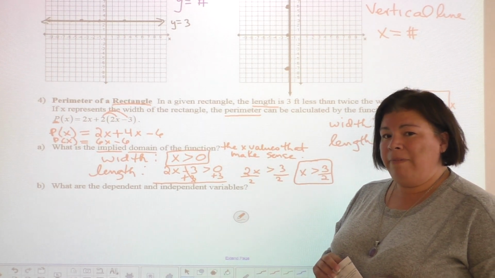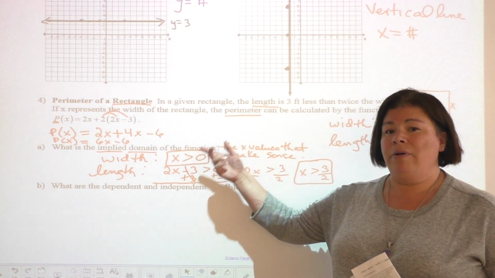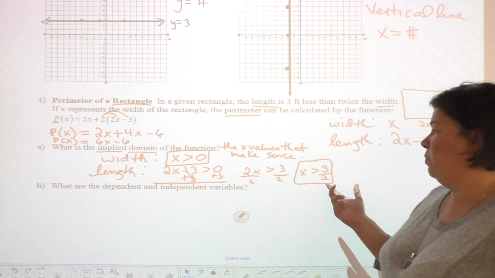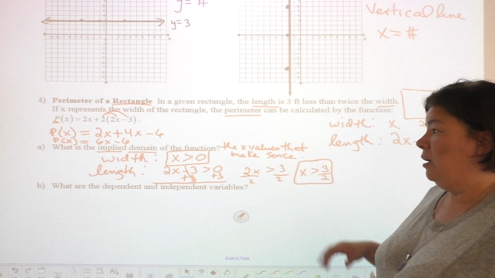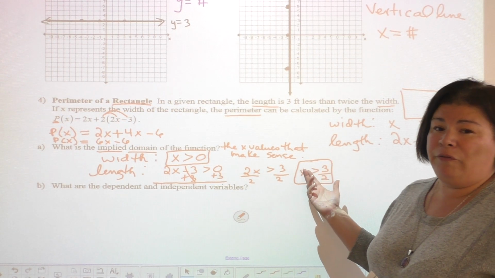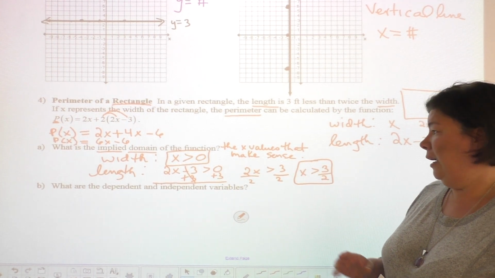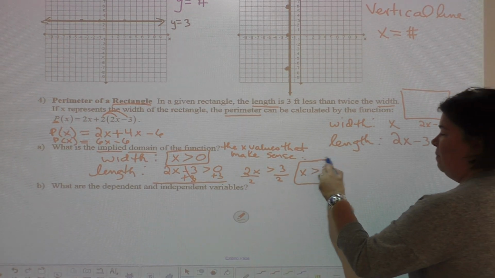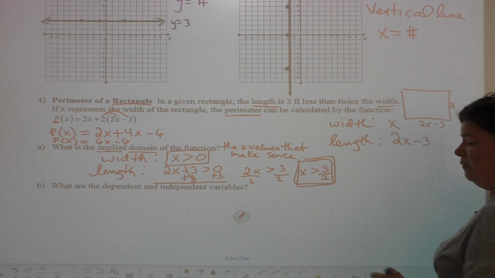This is an and problem. It has to be greater than 0, and it also has to be greater than 3/2, which is the same as 1.5. Because if I put 1 in here, it may work for my width, but it definitely will not work for my length, because I'll still be negative. So that means our domain has to be greater than 3/2.